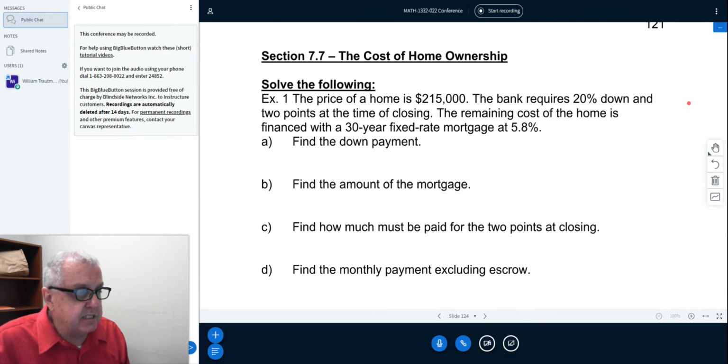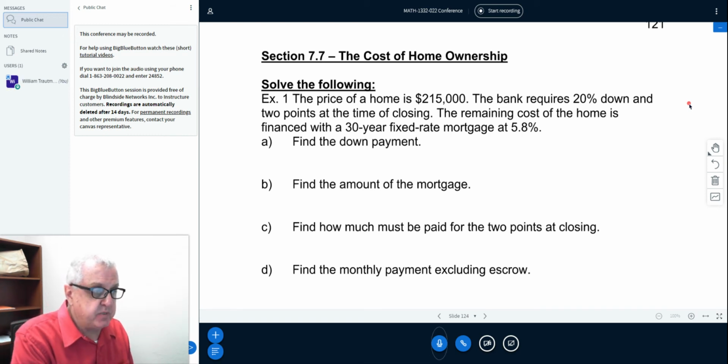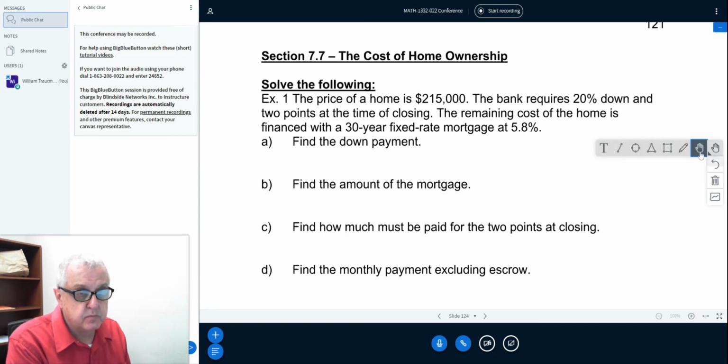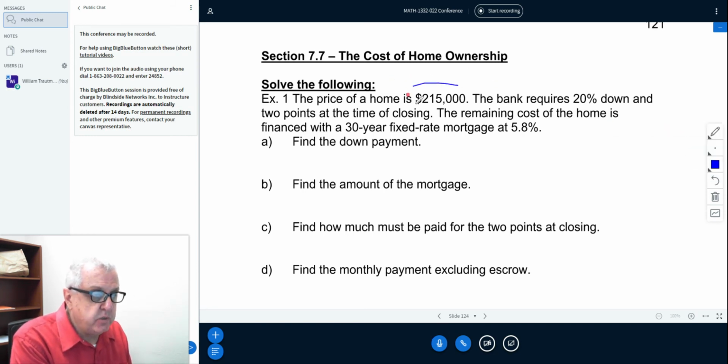All right, let's do this last problem, A, B, C, D, and E. Find the down payment. So here's the price of a home, $215,000, and they want 20% down. So to find 20% of 215,000, just multiply it by 20%.